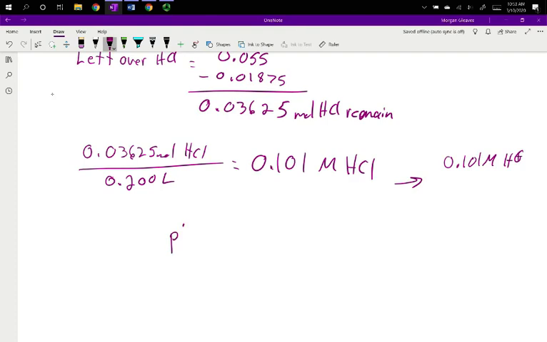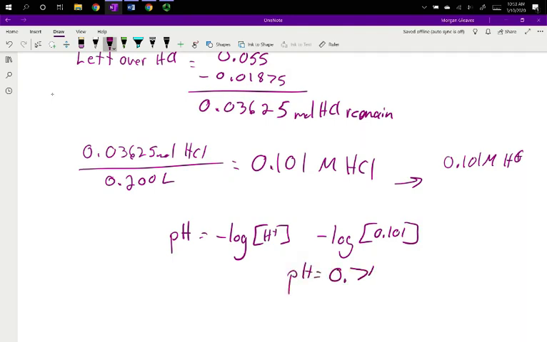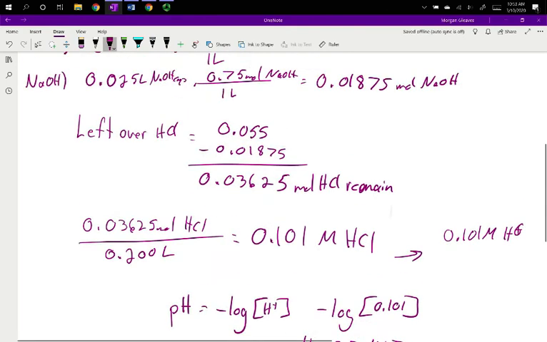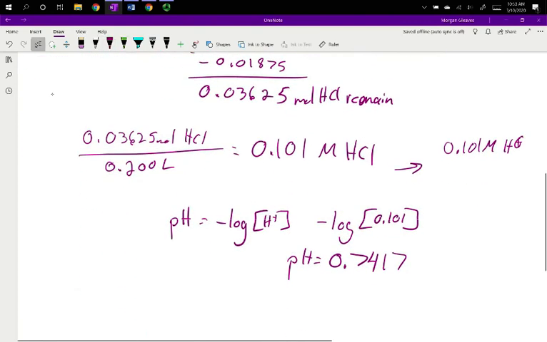And if I want pH, it is the negative log of the H+ concentration. So negative log of 0.101, let's see, our pH is equal to 0.7417, and, well, I think I left us with one sig fig in this problem. Let's pretend I gave you a little more sig figs. So 0.7417 is our pH, or reasonably 0.7.